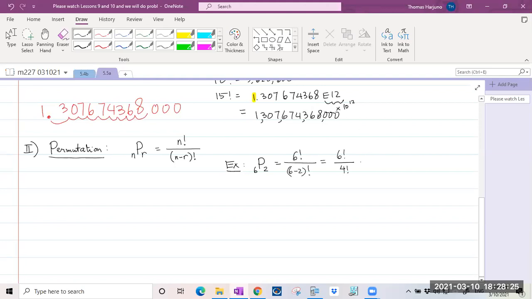Okay, I will show you what actually happened. 6 factorial is 6 times 5 times 4 times 3 times 2 times 1. 4 factorial is 4 times 3 times 2 times 1. So 6 permutes 2 is actually start from 6 and has 2 factors. The 2 here tells us how many factors to multiply down.